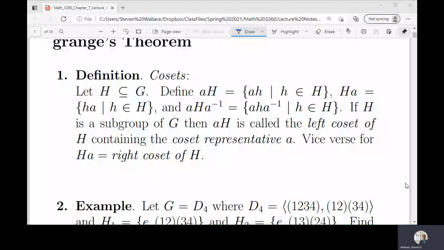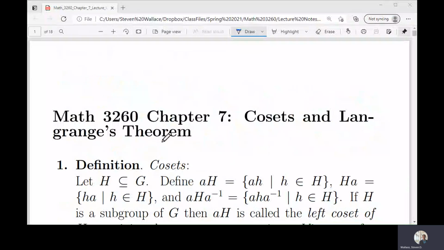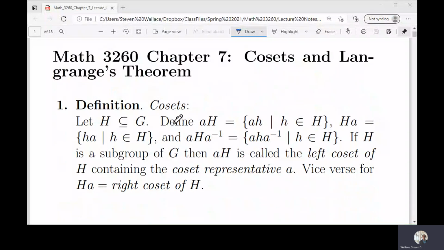So today we're going to be talking about Chapter 7, Cosets and Lagrange's Theorem. So what is a coset? Well, let H be a subset of a group G. We're going to define this symbol AH to be all elements of the form A times H, where H is in the subset and A, of course, is some other element in the group. Same thing here, HA. Anything that looks like that.